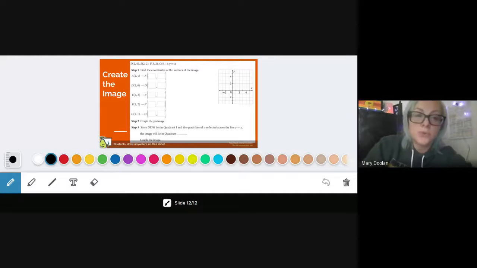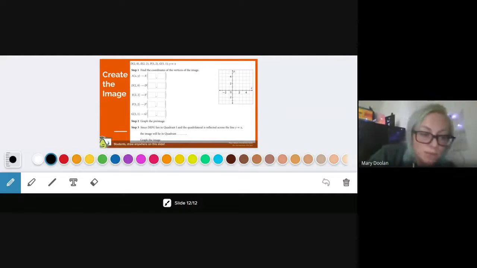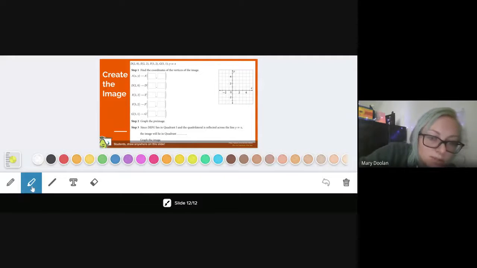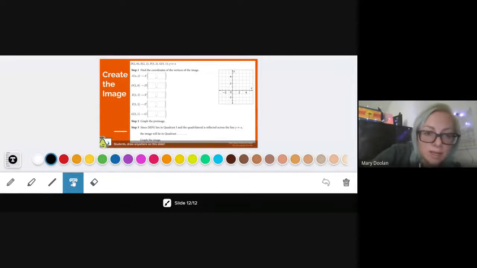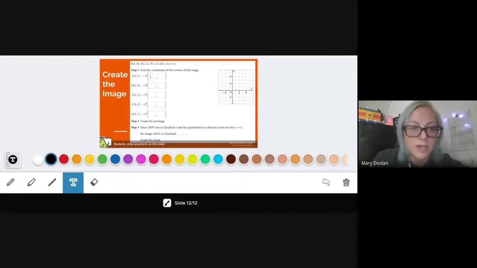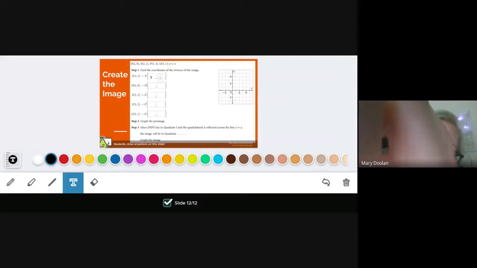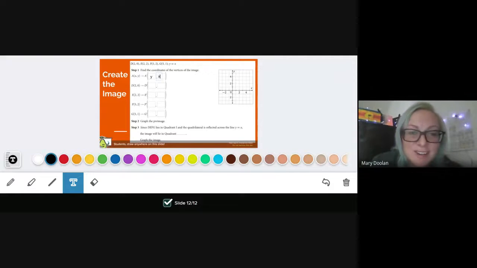So the rule, we've got to make sure we get the rule correct, which is, and you know, if your pencil or your pen is too thick, you can even type. You could type on the slide. The rule here is to take x, y, and change it into y, x. Okay, so all you have to do is change the order.